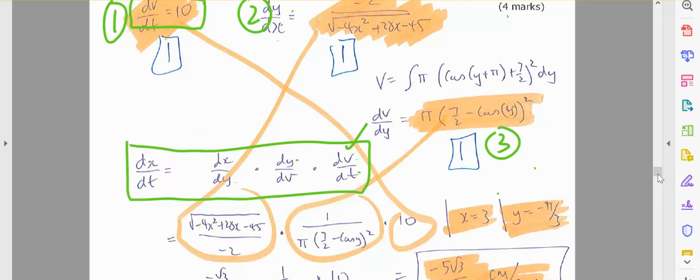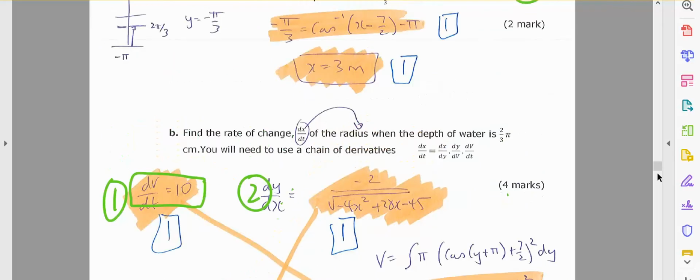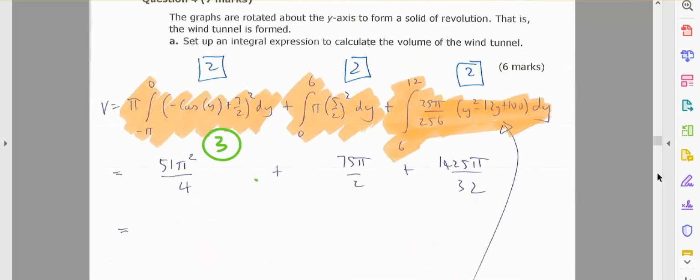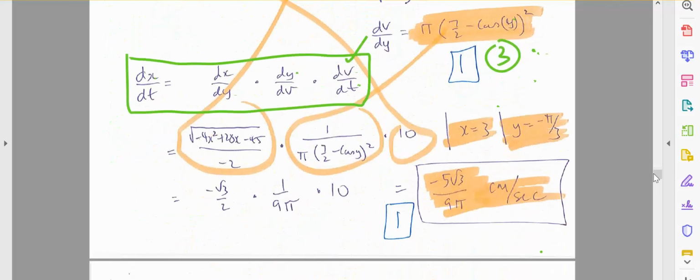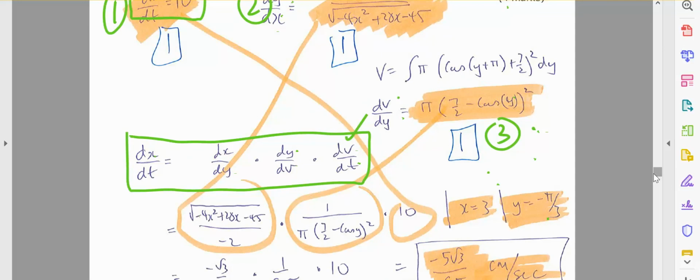And the last bit, this bit, which is dy dv, comes from this part here, which is the volume of the bottom part of the tunnel. And if the volume is this, then dv dy is the inside, and then I want to just flip it upside down to get this one here, so I want dy dv. So that's where the three bits that are multiplied together come from.